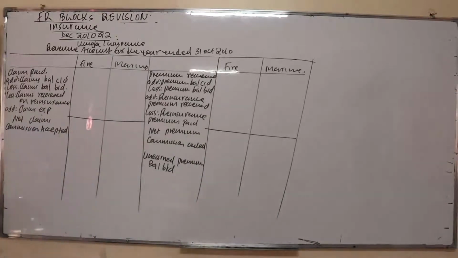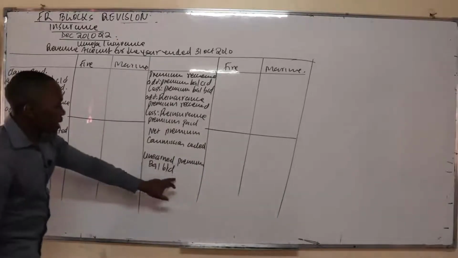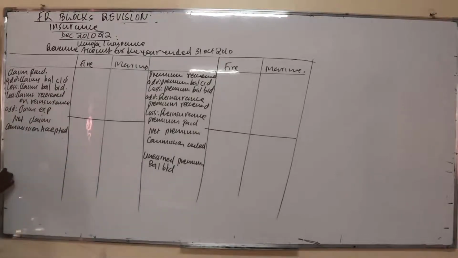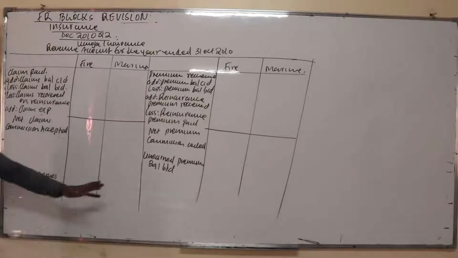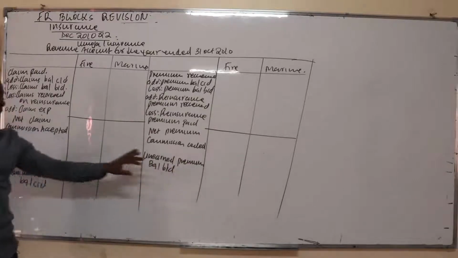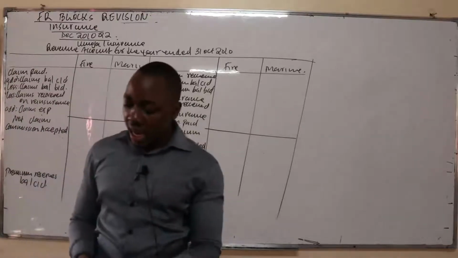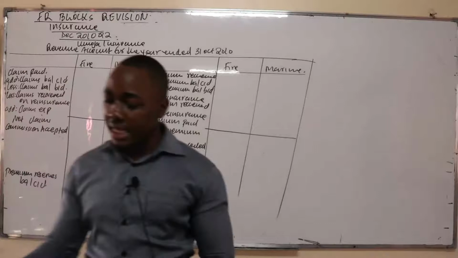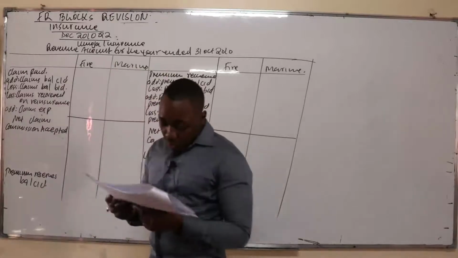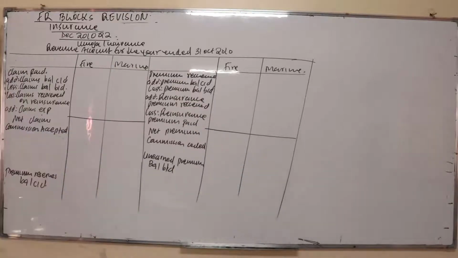Good. And then also, if you have your unearned premium reserves, the balance carried down goes on the debit side. In this case, you are comparing the reserves at the beginning with the reserves at the end. Now, an increase in reserves becomes an expense. A decrease in reserves becomes an income. So now let's go through that question.